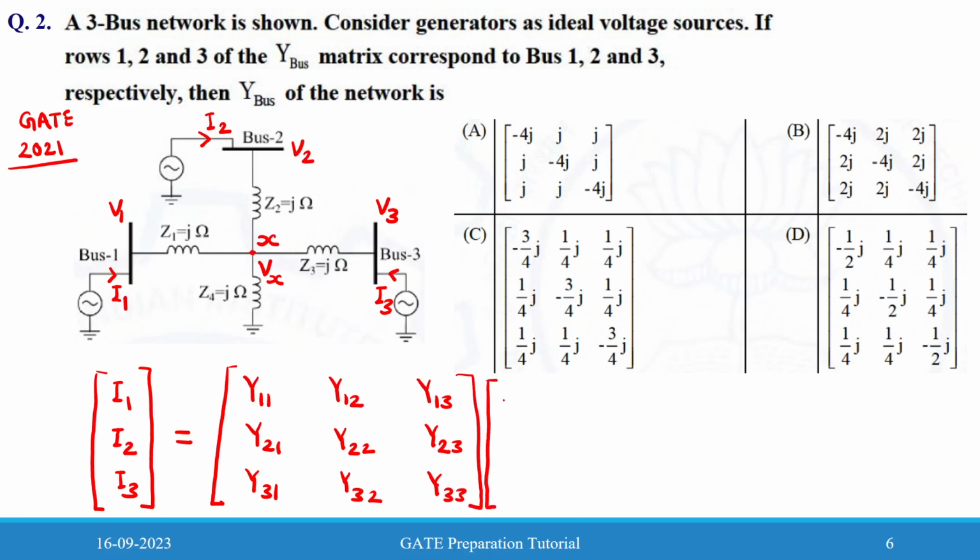So we can see that from this bus formation, we need to calculate I1, I2, I3 in terms of V1, V2 and V3. And we have to eliminate this Vx. So let us see, just write down this question. Now I am going to the next slide.